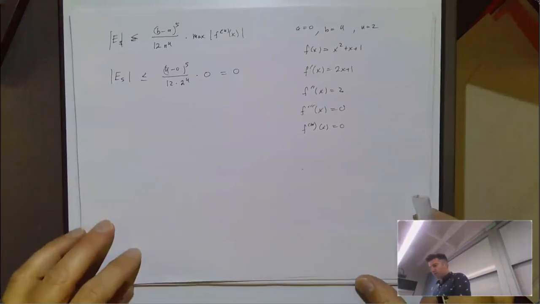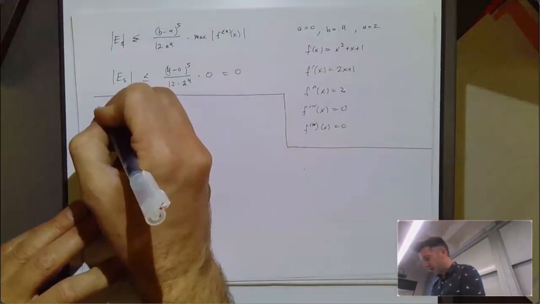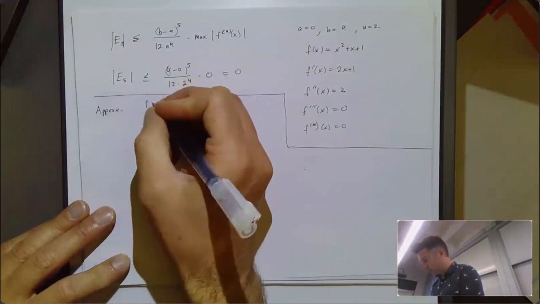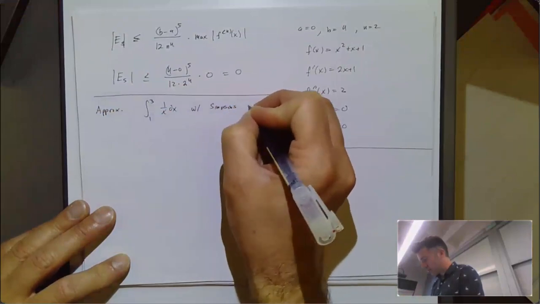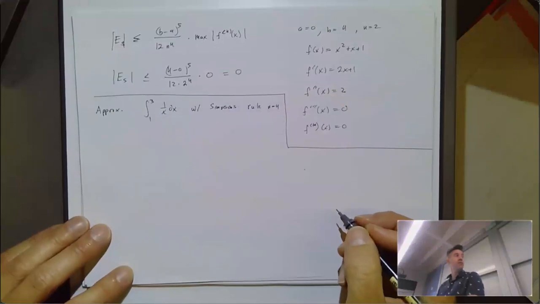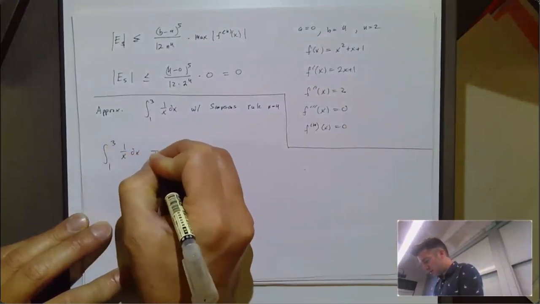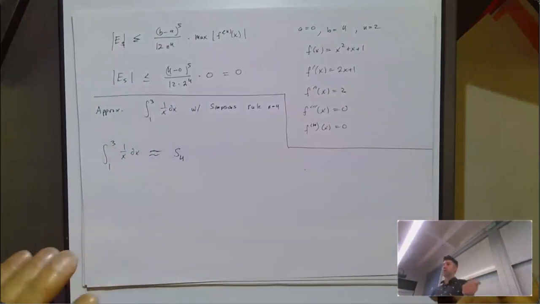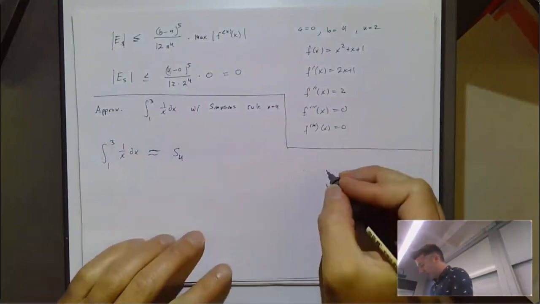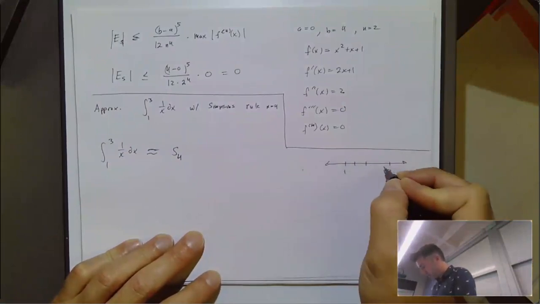Let's go back to the example we were doing before, the example of 1 over x. Now we're going to approximate the integral from 1 to 3 of 1 over x dx using Simpson's rule, and again, n equal to 4. This integral is going to be, I really do like to use the notation S4, to say I'm using Simpson's rule with 4 subintervals. I'm just thinking of breaking this up into 4 equal subsections. So that point there is at 3 halves, and then at 2, and then at 5 halves.